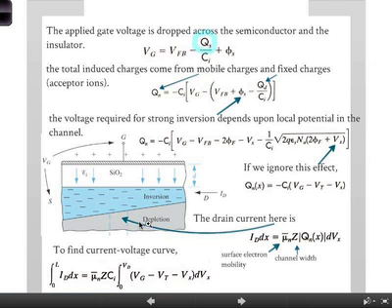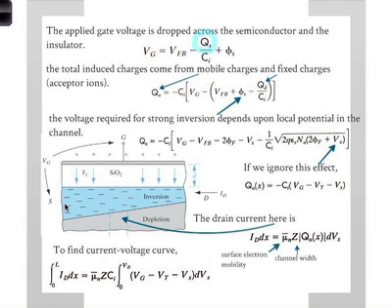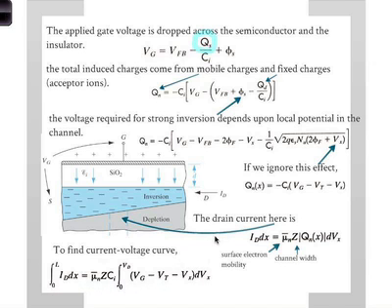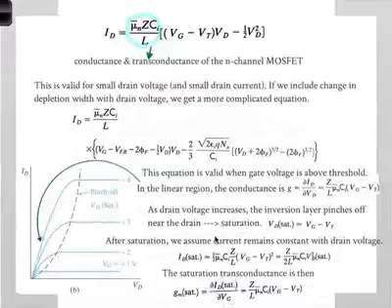On the other side, the integral goes from 0 at the source end. At the source end, the Vx is 0, because the voltages are all relative to the source. So Vx is 0, and it goes all the way to Vd, which is the drain voltage. That integral is pretty easy to do because these things are all constants. You just have Vx, so you get a quadratic dependence on Vd actually. So pretty simple, you get a simple expression.